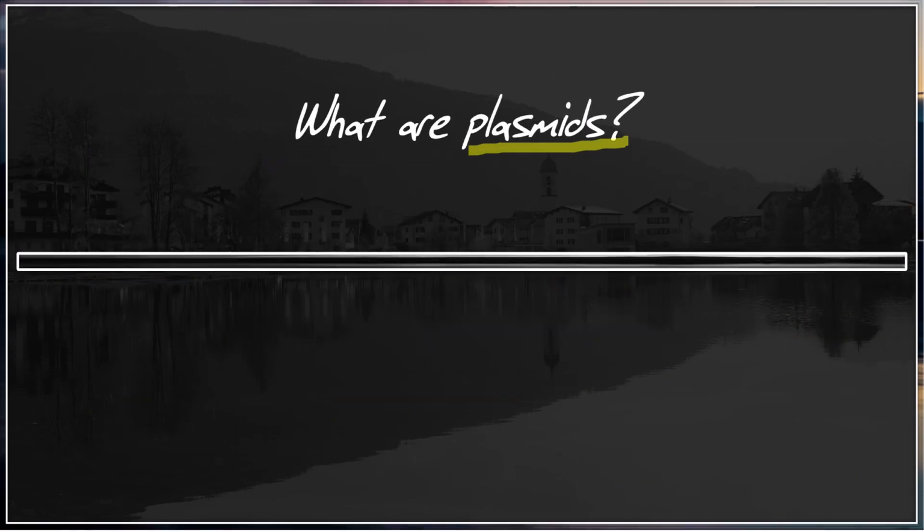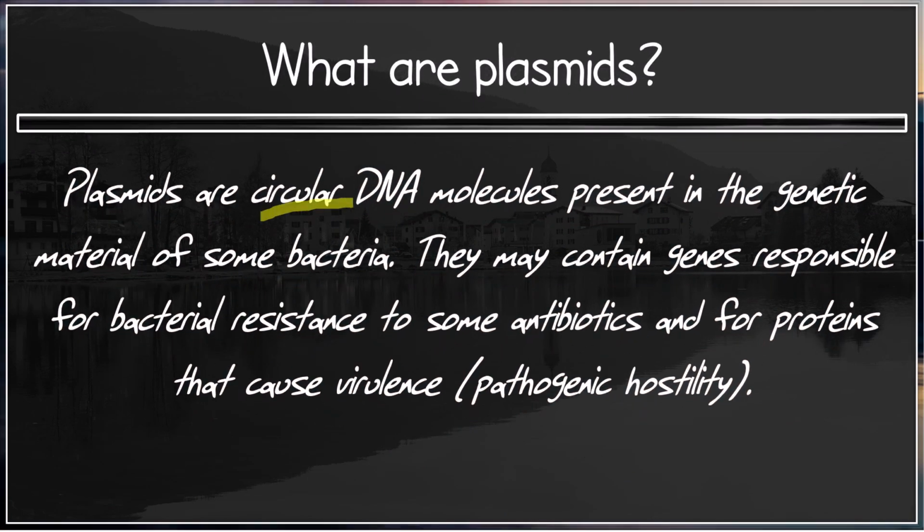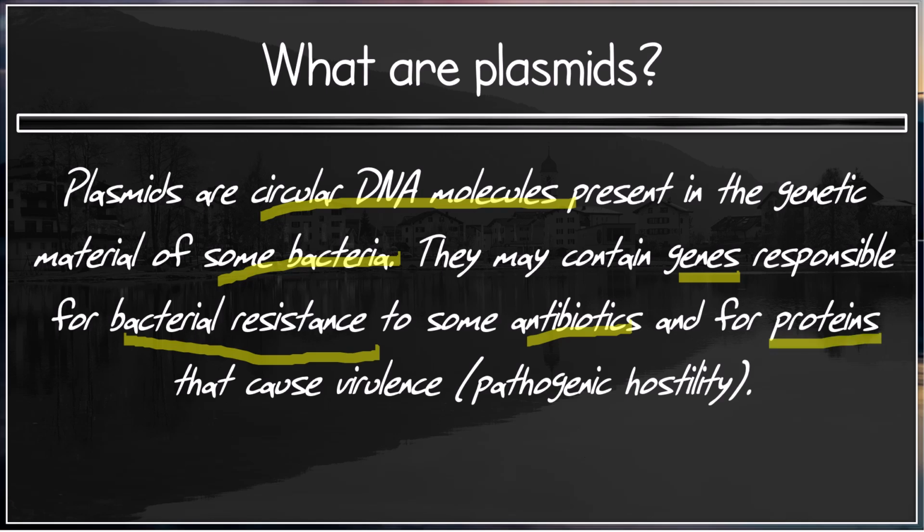What are plasmids? Plasmids are circular DNA molecules present in the genetic material of some bacteria. They contain genes responsible for bacterial resistance to some antibiotics and for proteins that cause virulence, pathogenic hostility.